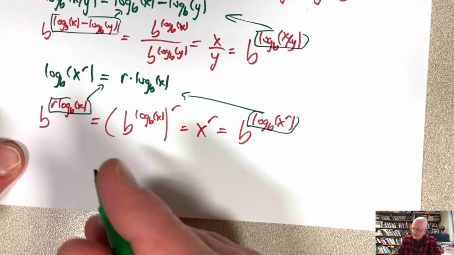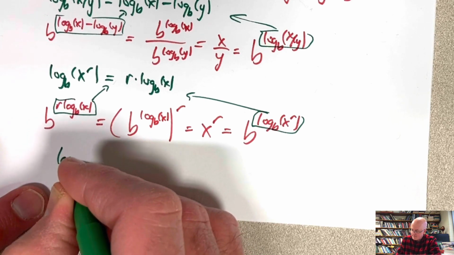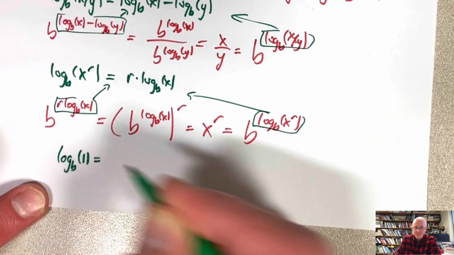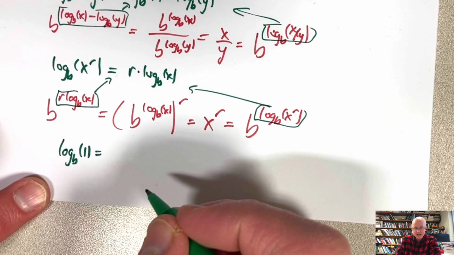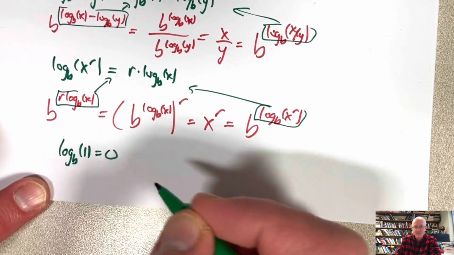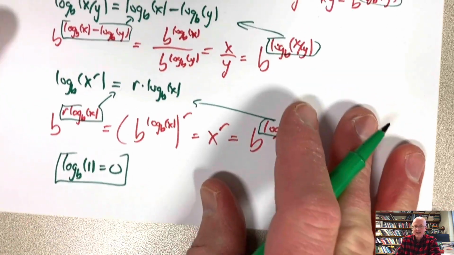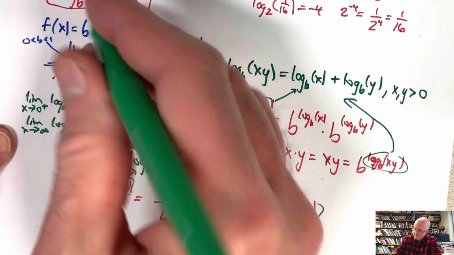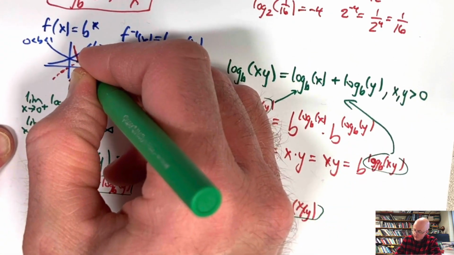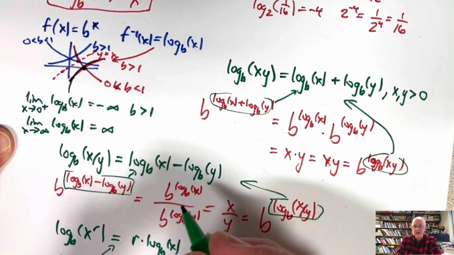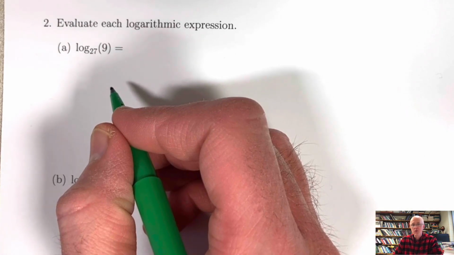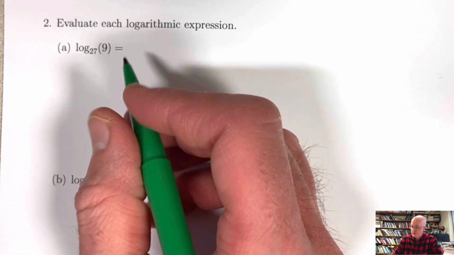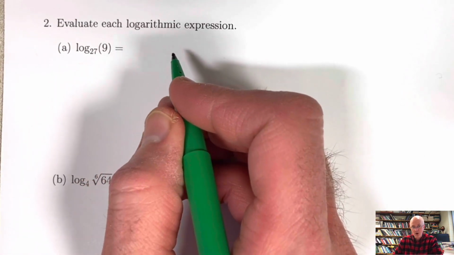Something else worth mentioning is that log base b of 1 is the number that b must be raised to get 1. Well, that's 0. That's a fundamental property as well. That can be related to this graph. Both of these kinds of graphs have to cross the x-axis at 1. That is their x-intercept. In problem 2, we're going to use what we just learned to evaluate some logarithmic expressions.